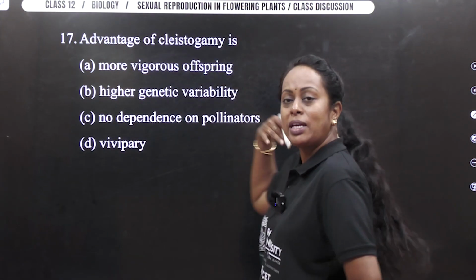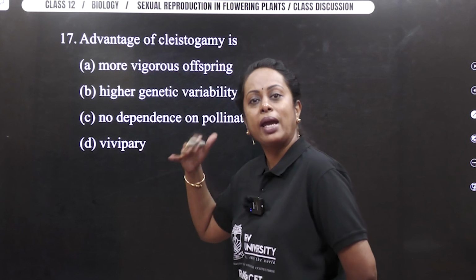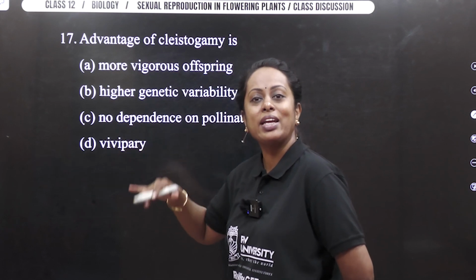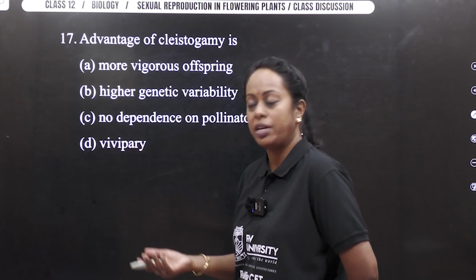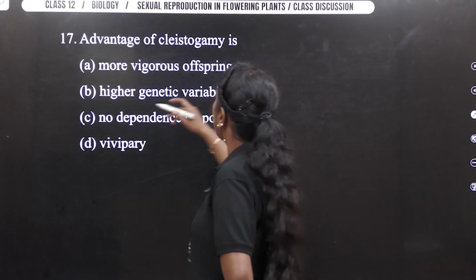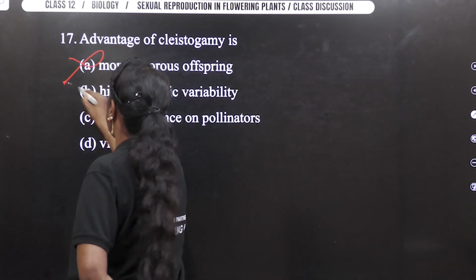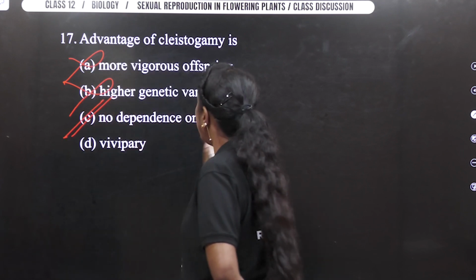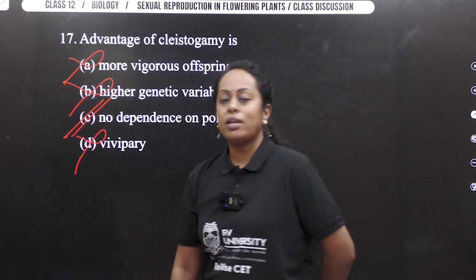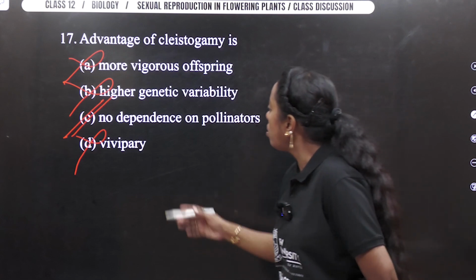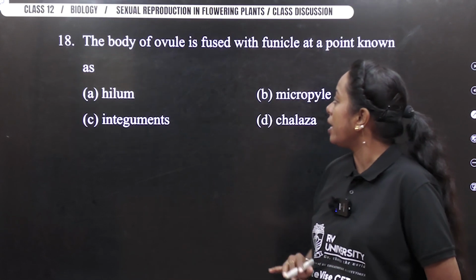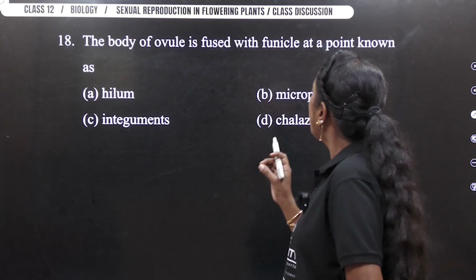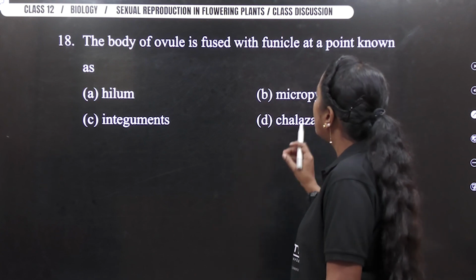Advantage of cleistogamy, I already explained. The flower remains closed. It does not require any sort of pollinators to bring about pollination. So more vigorous offspring is wrong. Higher genetic variation, variation doesn't even occur. No dependence on pollinators, that is the right one. So your answer becomes what? No dependence on pollinators.